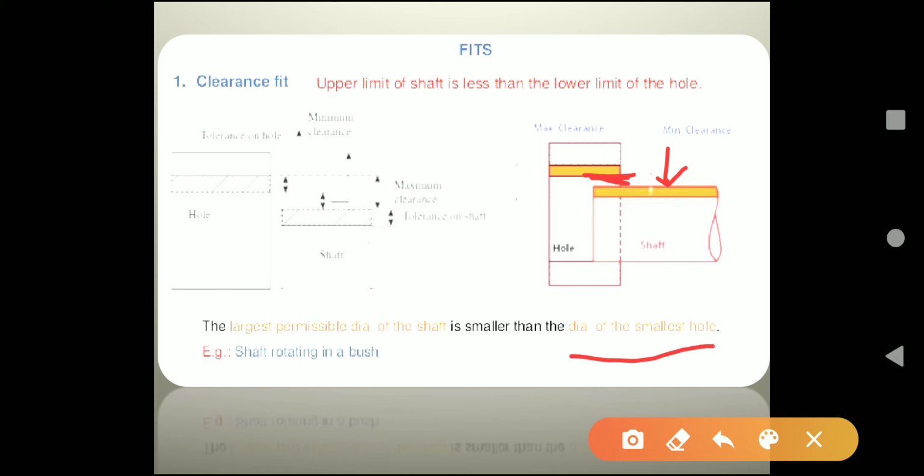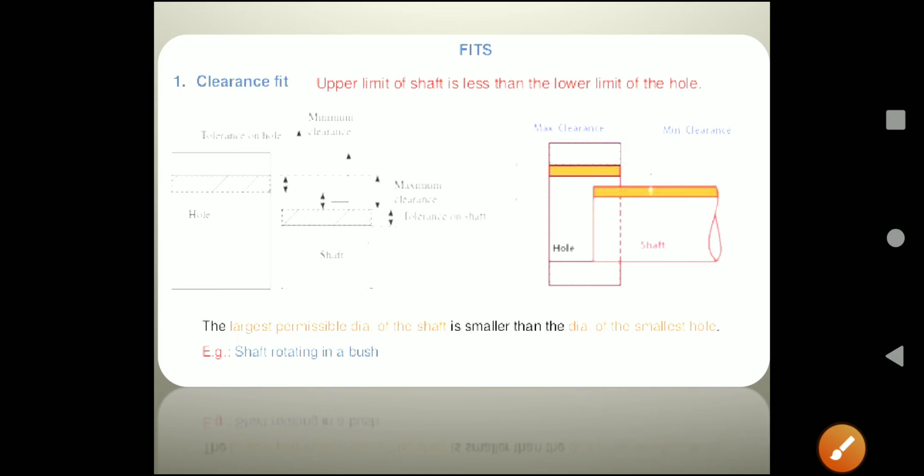Carefully examine both diagrams. Here you can see the clearance between upper limit of a shaft and lower limit of a hole. So the example of this particular fit is a shaft rotating in a bush, or you can see the sliding fits all over placed in any application. Those are the examples of a clearance fit.